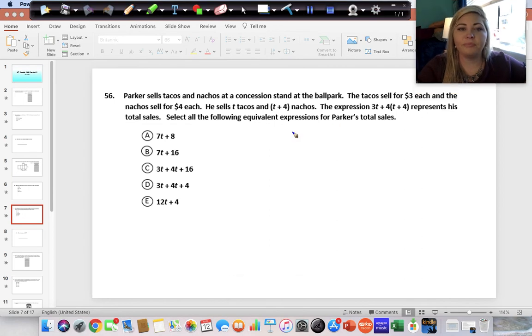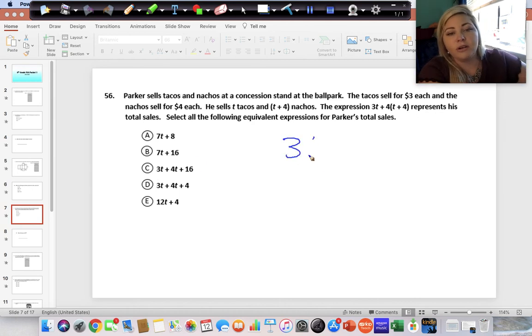Okay? It says Parker sells tacos and nachos at a concession stand at the ballpark. The tacos sell for $3 each, and the nachos sell for $4 each. He sells T tacos and T plus 4 nachos. The expression 3T plus 4 times T plus 4 represents his total sales. Select all of the following equivalent expressions for Parker's total sales.